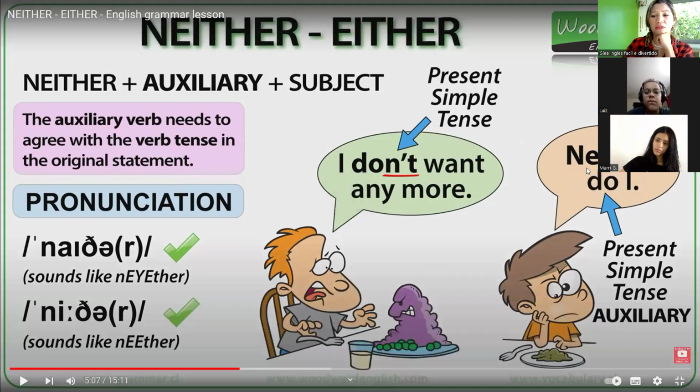Então perceba que aqui quando eu vou negar, ó, eu não quero mais, né? Eu não quero mais. I don't want anymore. Aqui, quando a gente fala eu também não quero, eu não vou usar o verbo, eu vou usar o auxiliar. Então, eu vou usar neither, auxiliar do, porque a gente viu que tem do aqui, né, na sentença, e depois o sujeito. Então, neither do I. Né? Tem gente que vai colocar direto o verbo, né? Neither want I. Tá errado. A gente tem que colocar o auxiliar. Neither do I. Ok?